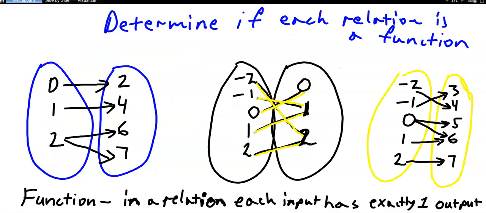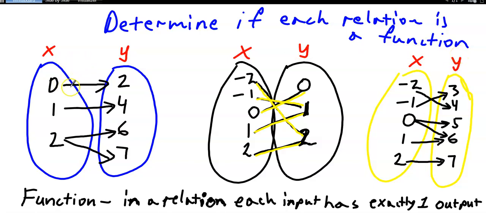In the next part we're going to determine if all of these relations are functions or not functions. So the definition of a function is, in a relation, and this is a relation, that's a relation, so we have 3 relations here, each input has exactly one output. So each x value should only have one y value that it's paired up with.